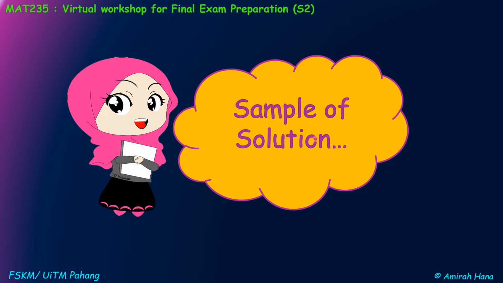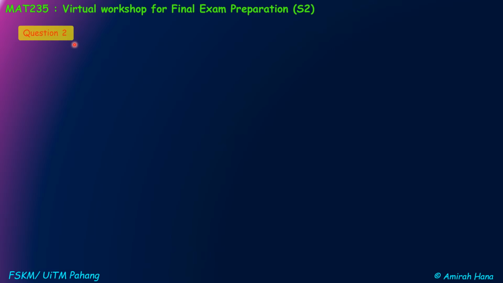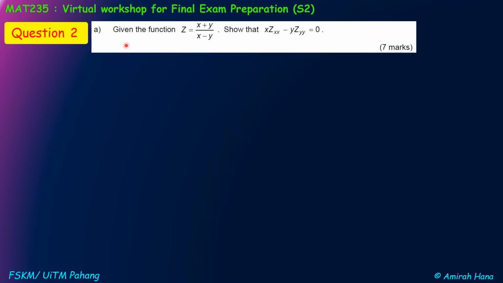Next, we look at the sample of solution. We continue with Question 2a. Given the function z equals (x plus y) over (x minus y), show that z_x minus y z_yy equals 0, 7 marks. Now we look at the solution.